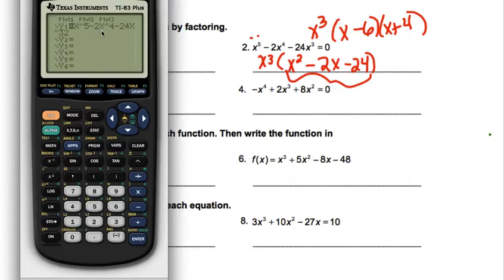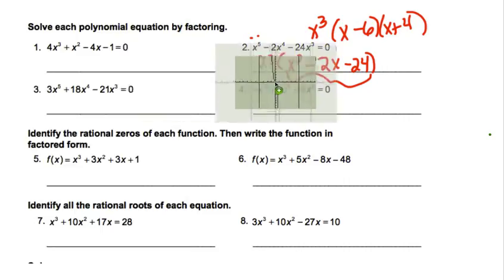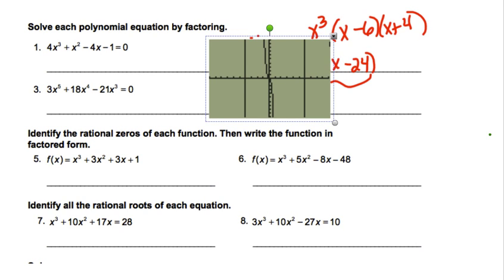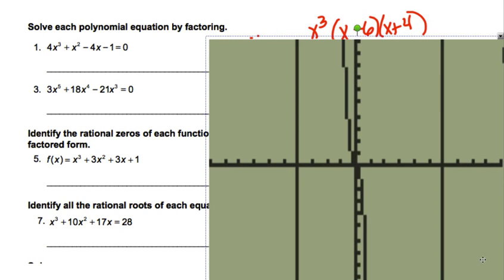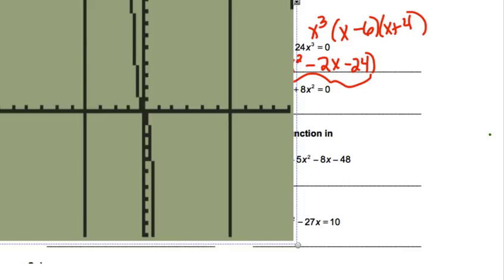I must have typed something in wrong. Oh, I put x to the 32. That'll make a difference. So there's my negative 4. Then it went through 0. Look at that. That's pretty cool, right? Because it's going through negative 4, it's going through 6, and then it's going through 0.